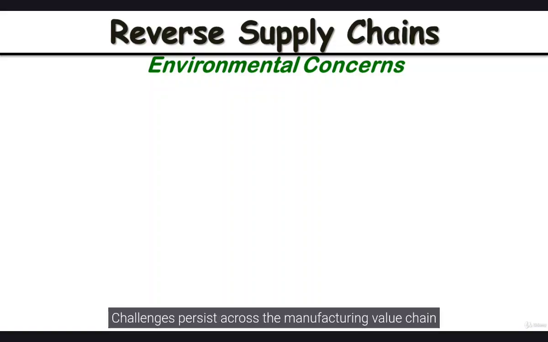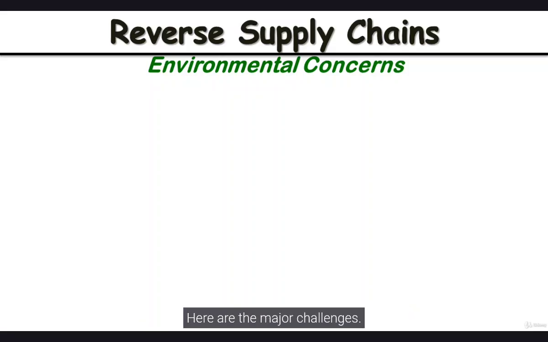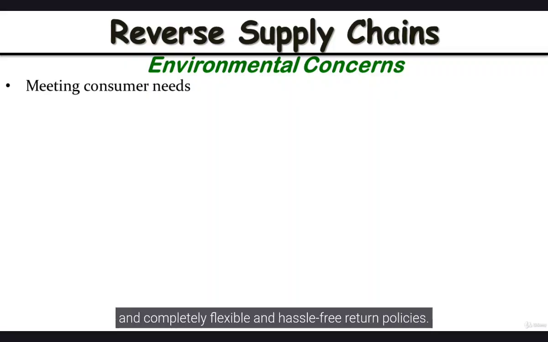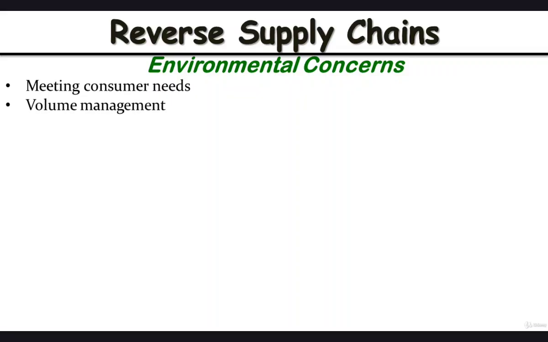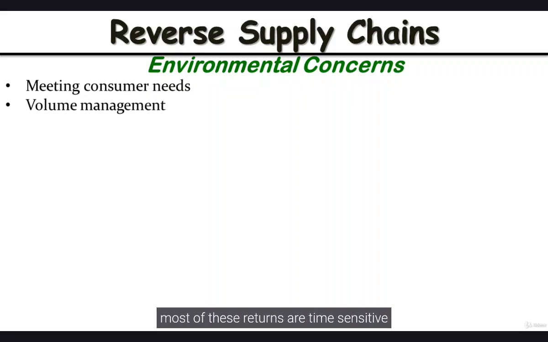Challenges persist across the manufacturing value chain for managing the reverse logistics processes. Here are the major challenges. Meeting consumer needs. Customers want the best price and completely flexible and hassle-free returns policies. Volume management. Retail returns are around $818 billion annually, and total returns across the US high-tech service industry are forecast at $1,625 billion through 2014. Especially during peak seasons, most of these returns are time sensitive to process and restock for resale.